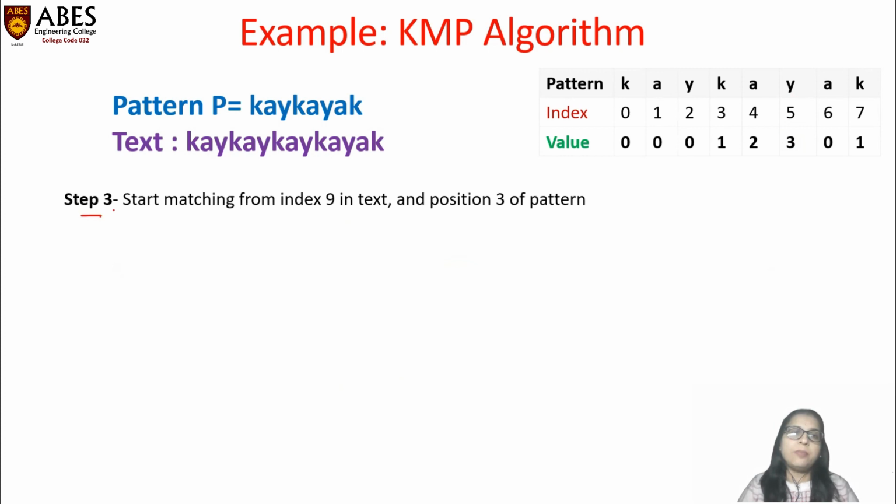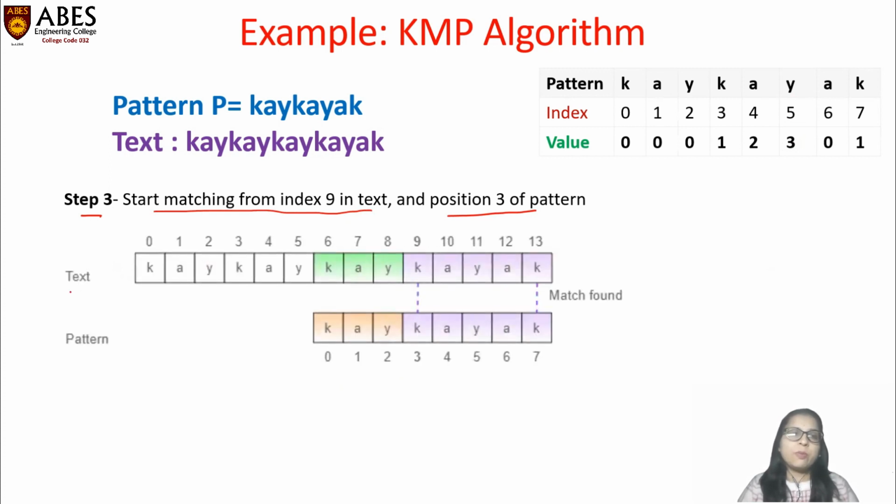So in the 3rd step, we'll start matching from index 9 in the text and position 3 of the pattern. The situation will be something like this. This already matched and we have shifted. So it will match the character at the 9th index to the character at the 3rd index in the pattern. We see that this is a match, then this also is a match, it moves to the next value, and this is also a match. So here we get our match.